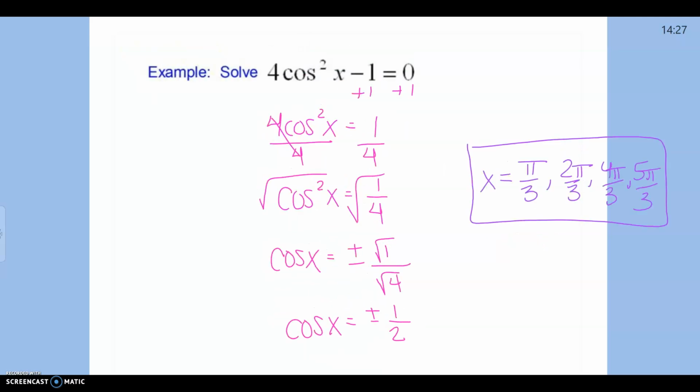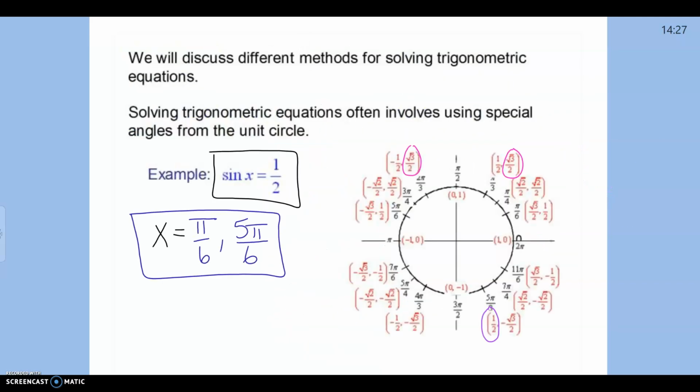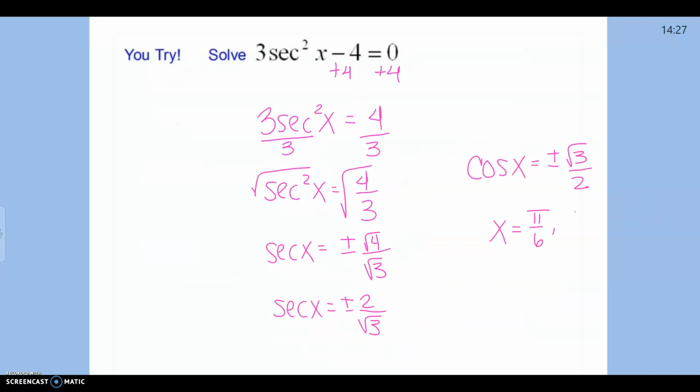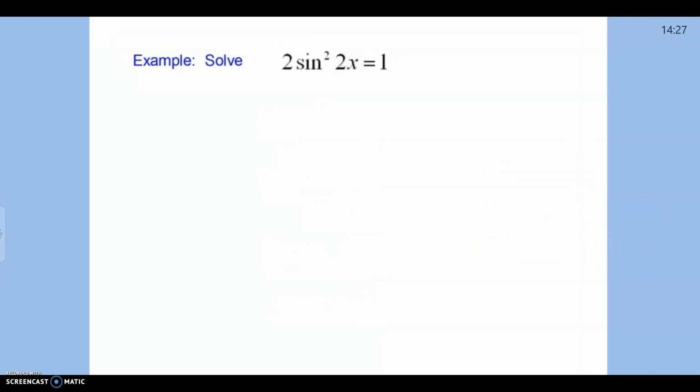So where x is square root of 3 over 2. So that's right here, square root of 3 over 2. So pi over 6, 5 pi over 6, 7 pi over 6, and 11 pi over 6. So, 4 answers most of the time is as many as you're going to have when you're doing these types of problems. Now, we're going to get fancy.